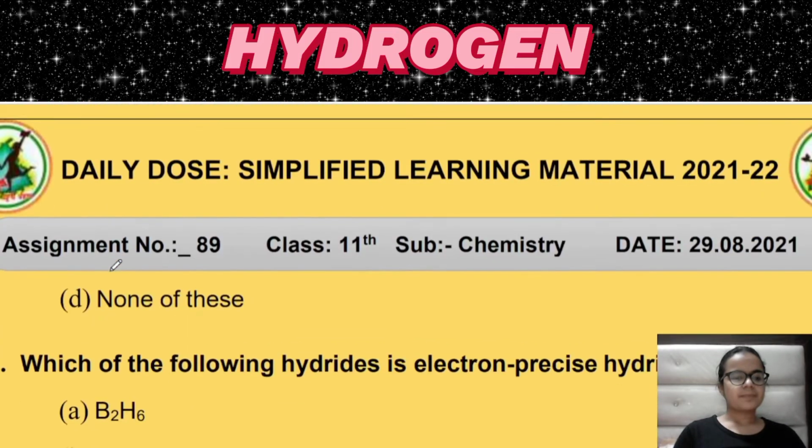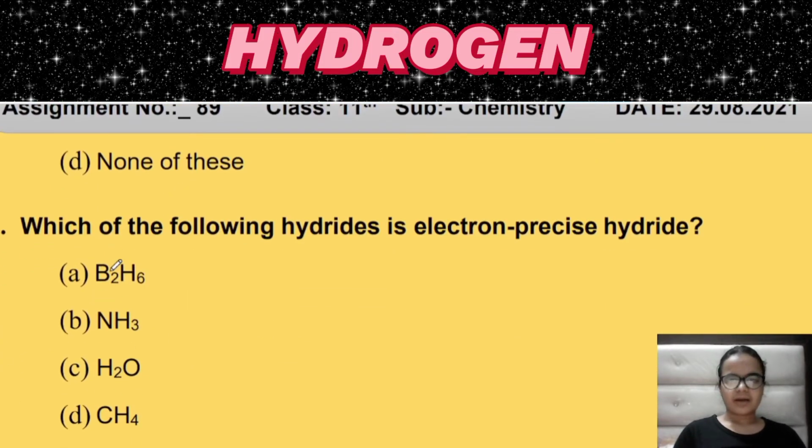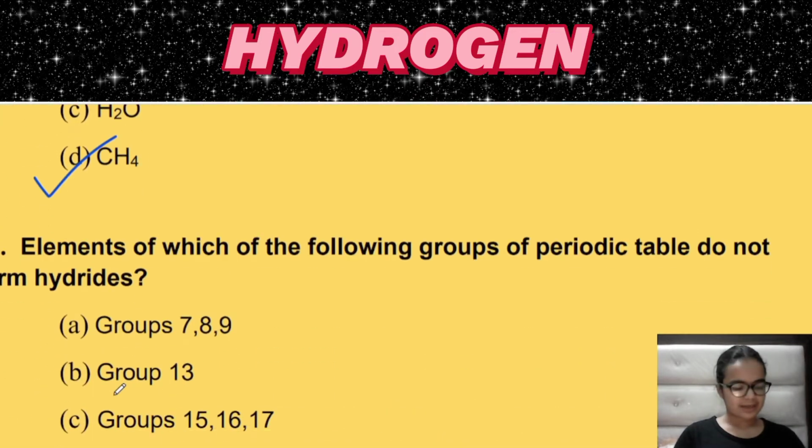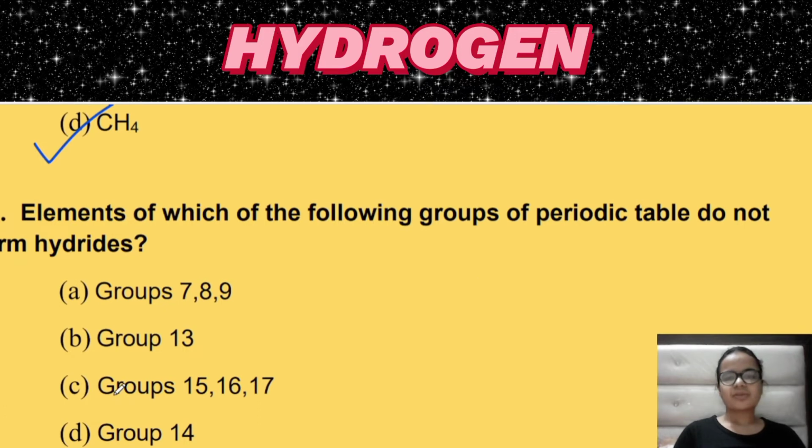Next question is, which of the following hydrides is electron precise hydride? Electron precise hydrides are those in which the number of electrons is precise. They have exactly as many electrons as needed, neither less nor more. So the answer is D, CH4. In methane, carbon forms covalent bonds and completes its octet.